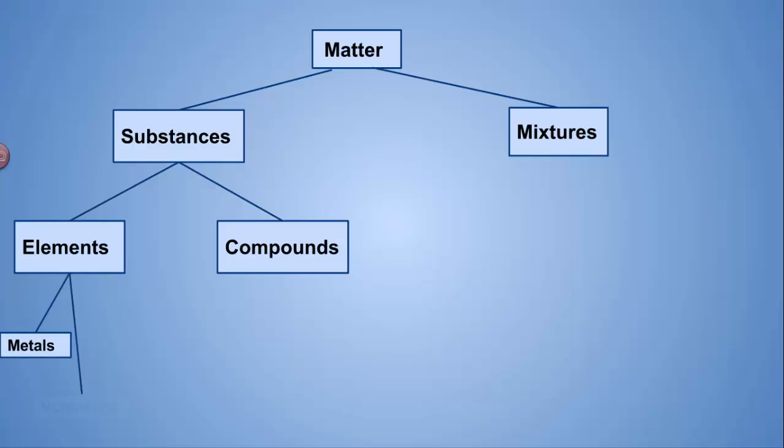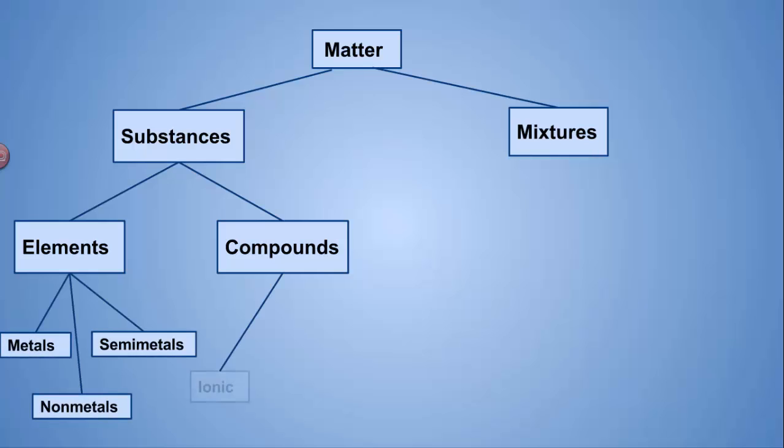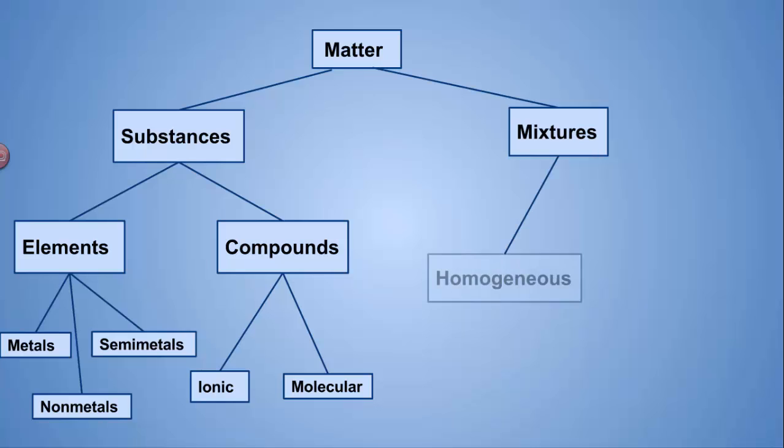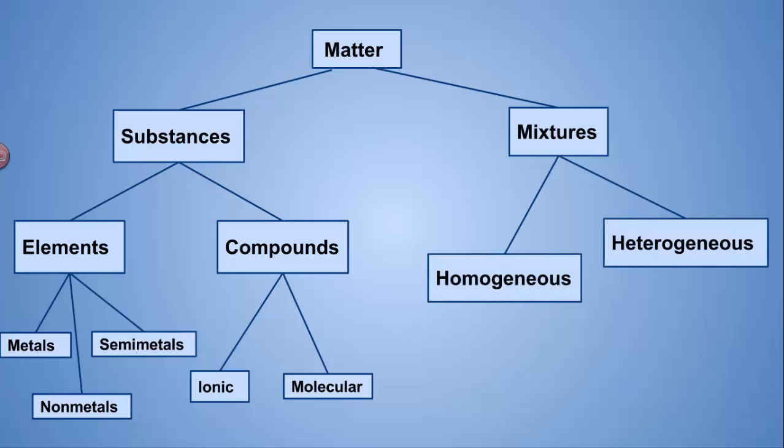All right, so elements and compounds. We know elements are made of, we've got metals, we've got nonmetals, and we've got semimetals. And we know compounds, we have ionic and molecular. We've done all of that, okay? So further dividing those subdivisions into further subdivisions to help us classify, okay? What about mixtures? Well, we're going to talk about two types of mixtures, homogeneous and heterogeneous mixtures.